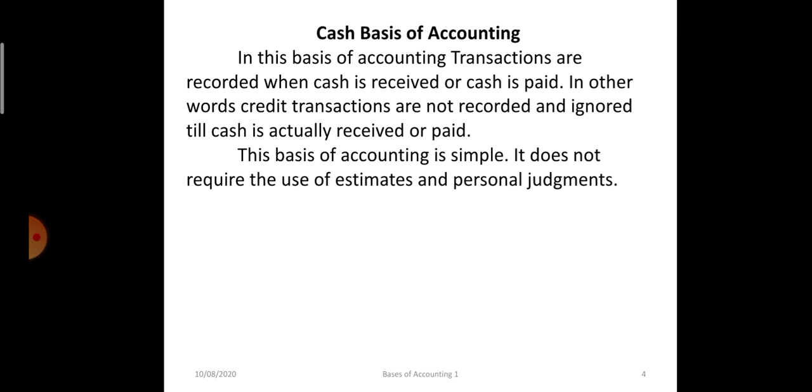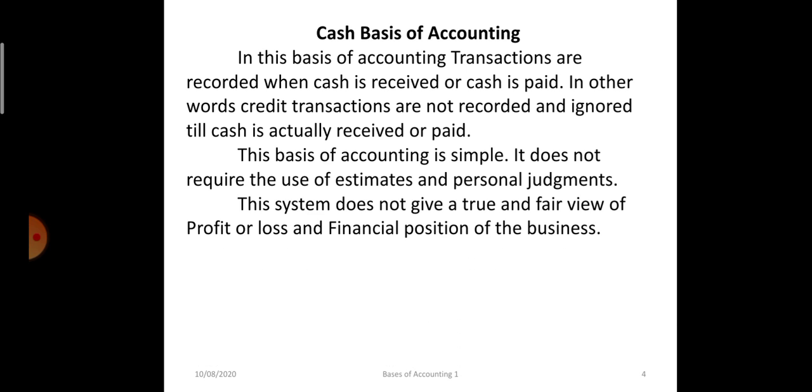Now see the cash basis, because we are recording only when the cash is paid or received, and many of the credit transactions are not recorded, estimates are not done, depreciation is not recorded. For all these reasons, the cash basis of accounting is very simple. Only the transaction is recorded when cash is received and cash is paid. No other adjustments are done for prepaid expenses, outstanding expenses, income received in advance. So the personal judgments are all not there. So it's very simple.